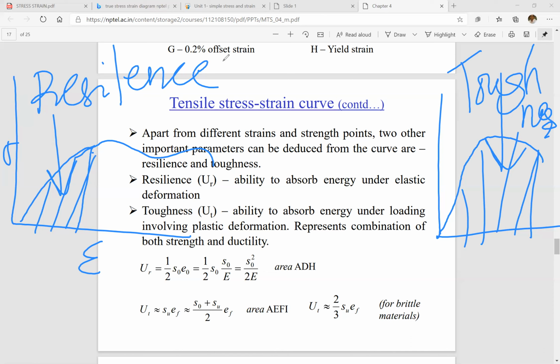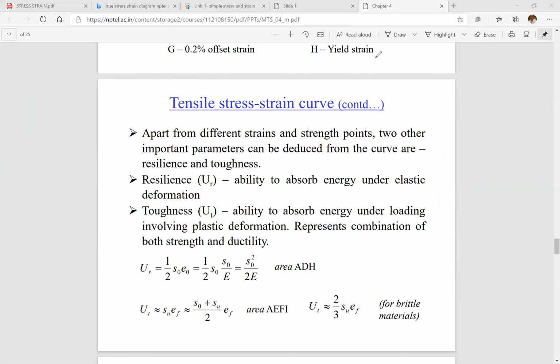You should be clear about these two terms: what is resilience and what is toughness. Toughness represents a combination of both the strength and the ductility of the material.